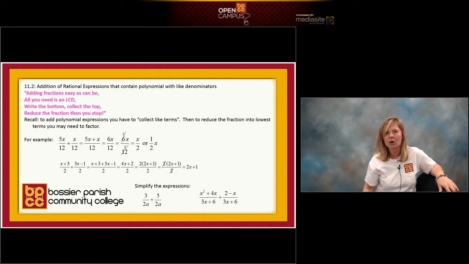6x is a monomial. It is connected by multiplication. So we can go divide. 6 and 12 will divide and make a 2. We'll put the 2 in the denominator because that's where the bigger number is. 6 divided by 6 is 1. 12 divided by 6 is 2. So now we have the expression 1x over 2.